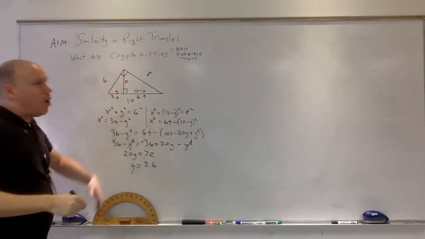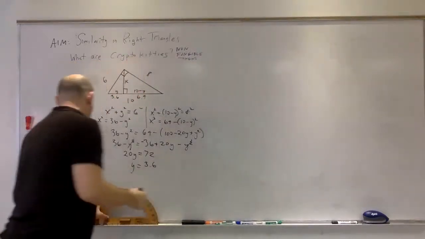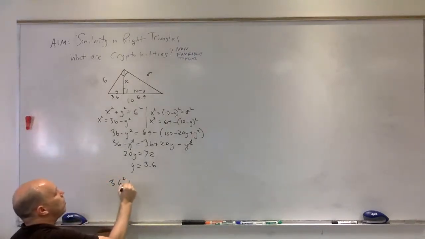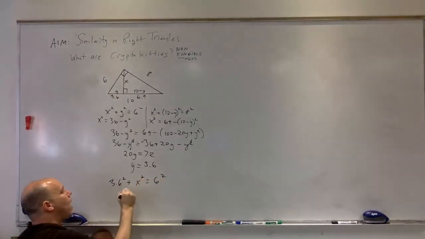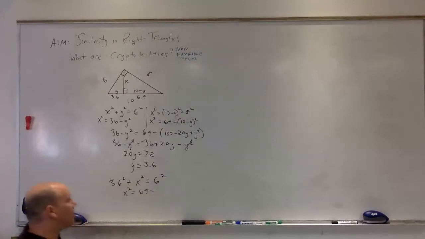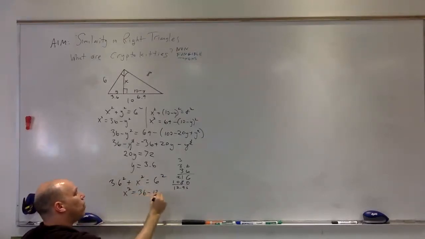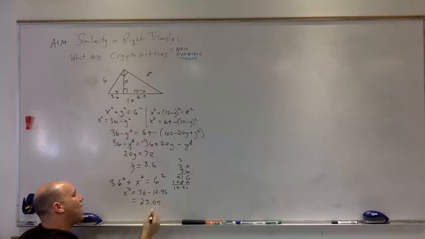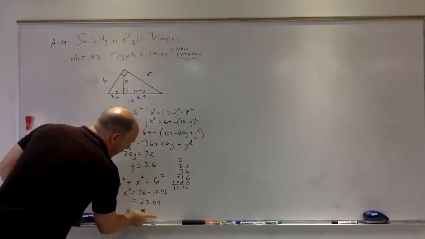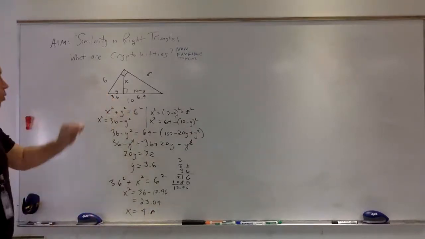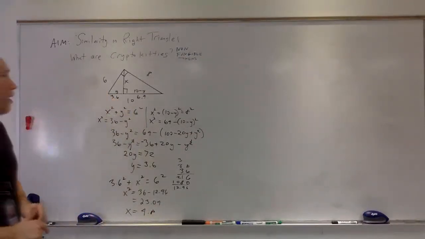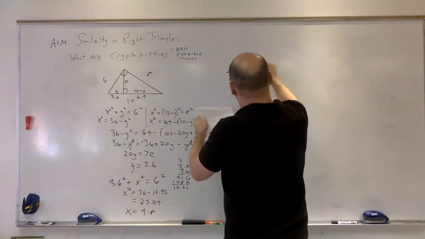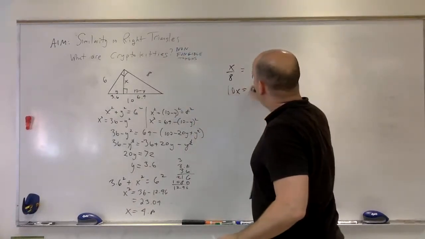The question is, what's this x? Well, put it back into the Pythagorean theorem. We get 3.6 squared plus x squared equals 6 squared. So x squared equals 36 minus 12.96, which is 23.04, and it ends up being x equals 4.8. But what if I told you there's a much faster way to do this, where x over 8 is equal to 6 over 10, and then we have 10x equals 48.